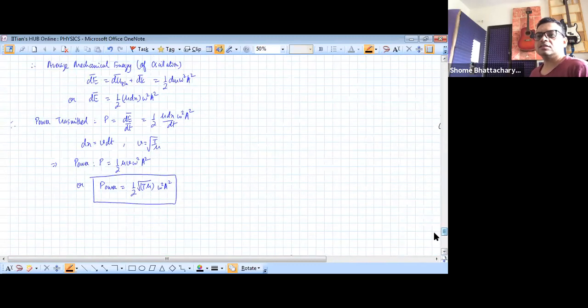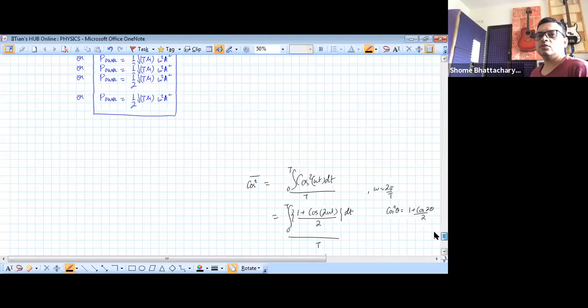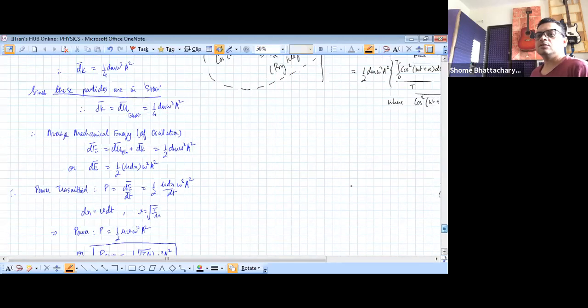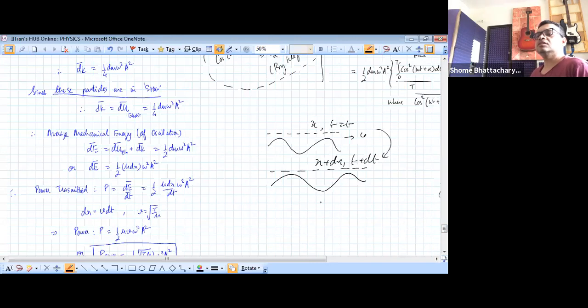So now, having done this average value thing, next you understand the power. Basically, as the wave is propagating, let's say the wave is over a distance x at a time t. Because it is propagating at a speed v, the extent of the string which is oscillating will have changed to x plus dx in a time t plus dt. So in that time, how much extra energy has come?